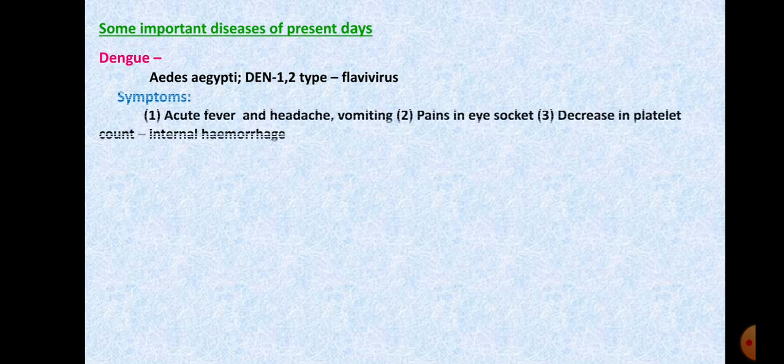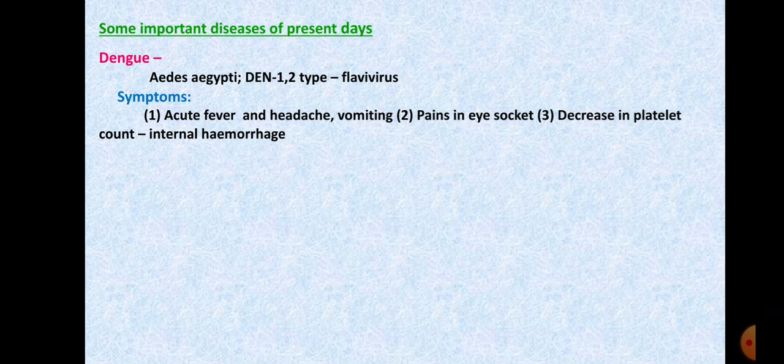Then what are the symptoms of this disease? The person has very high fever, headache is there, vomiting is there. Now headache generally takes place due to dehydration, which is caused because of the vomiting. Because when a person vomits, the water content becomes less in the body. And because of this dehydration, the pains are there in the eye socket. Eye socket is the bony structure in which the eyes are present.